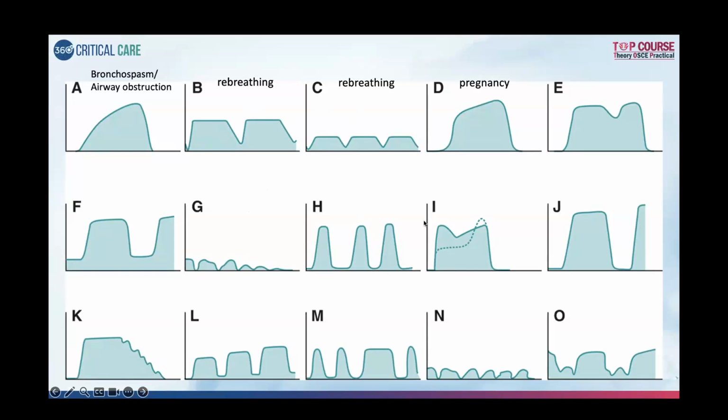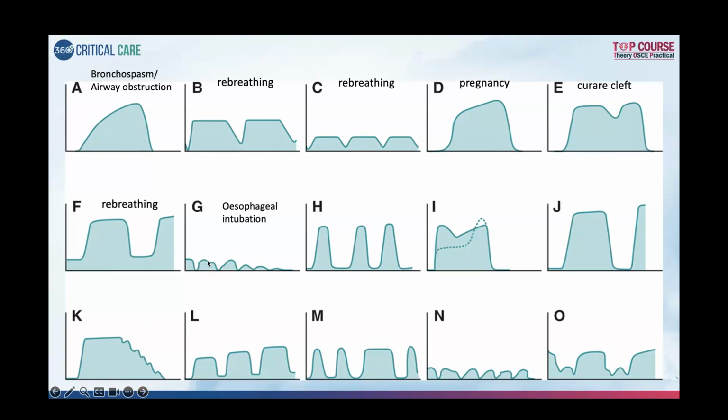The fourth one is pregnancy, where you get an upstroke because the functional residual capacity is low, so you'll get an upstroke in pregnancy. E is the curare cleft, where the patient starts to come back from the muscle relaxation. F is rebreathing again. As you can see, it is not coming to the baseline.